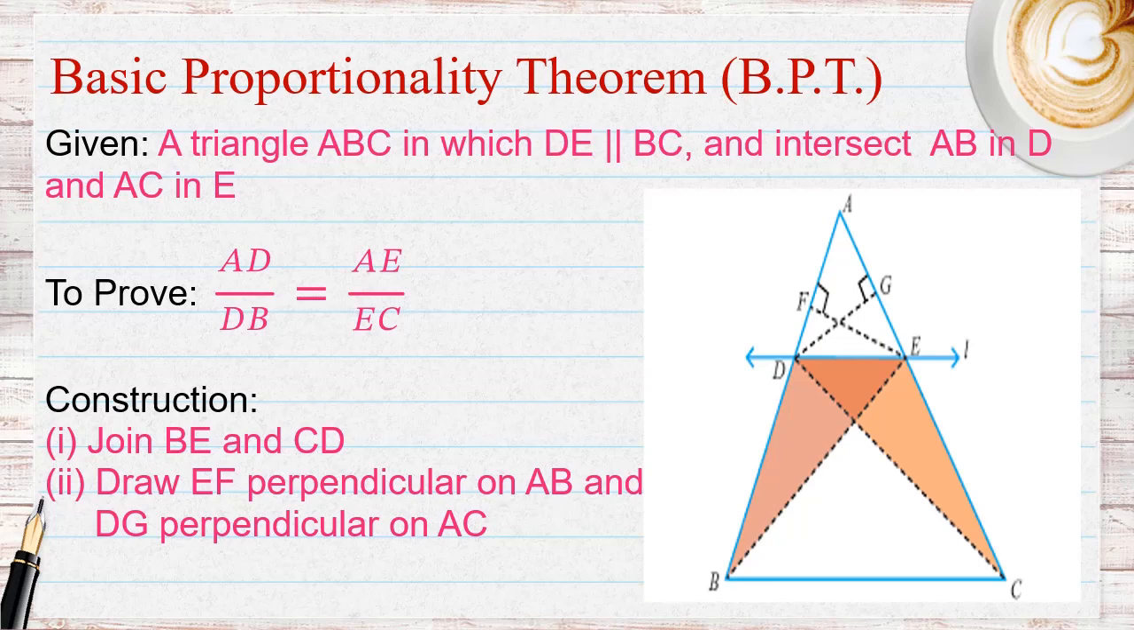Proving BPT. Given a triangle ABC in which line DE is parallel to BC and intersects AB in D and AC in E as shown in the figure. Now to prove AD upon DB equals AE upon EC, this we need to prove. Construction: join BE and CD. Second, draw EF perpendicular to AB and DG perpendicular to AC.